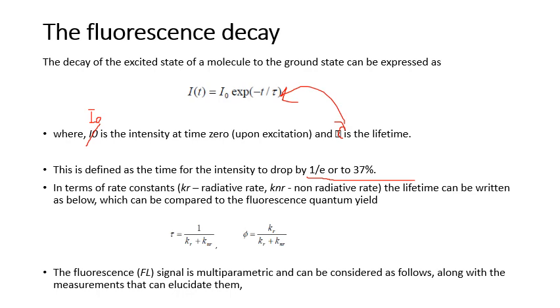In terms of rate constants, radiative rate or non-radiative rate, we have Kr or Knr, we use two words. Generally, either the transition is radiative or non-radiative. So we have two types of transitions. And in terms of this, the lifetime can be written as tau is equal to 1 upon Kr plus Knr, or phi is equal to Kr upon Kr plus Knr.